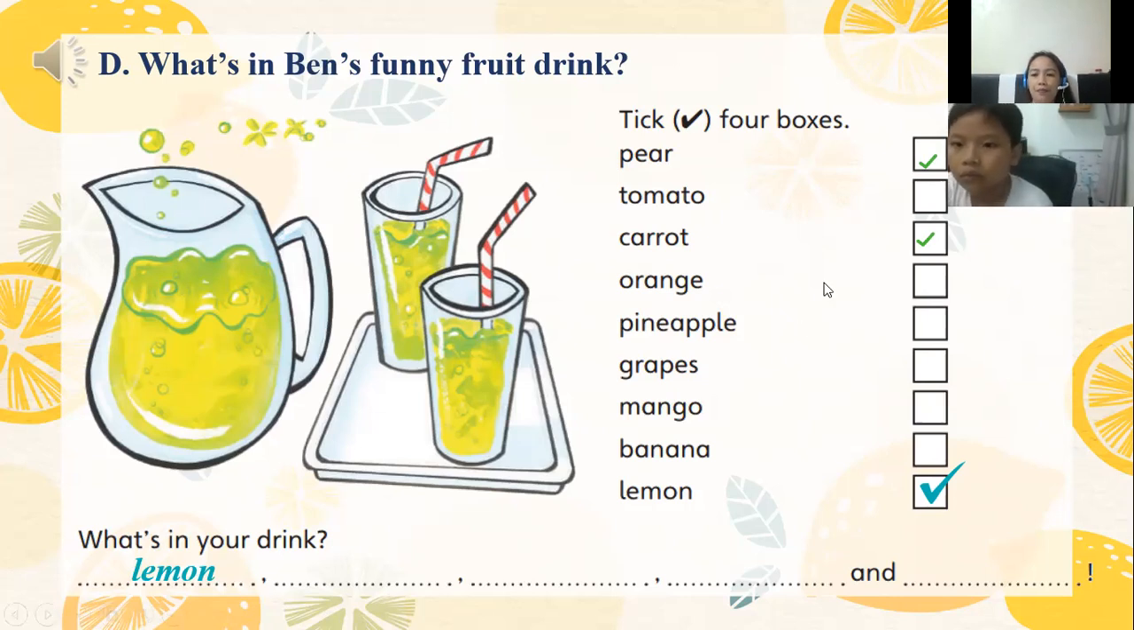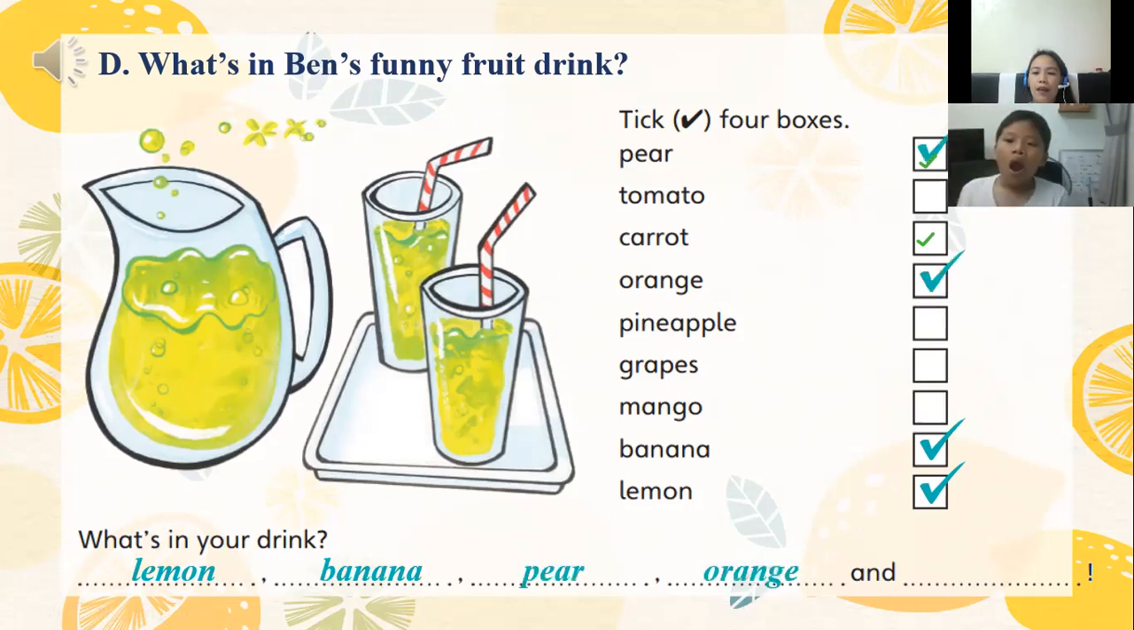Yay! Banana, lemon, pear, and orange. Okay, can you read it, baby? Lemon, banana, pear, orange, and carrot.